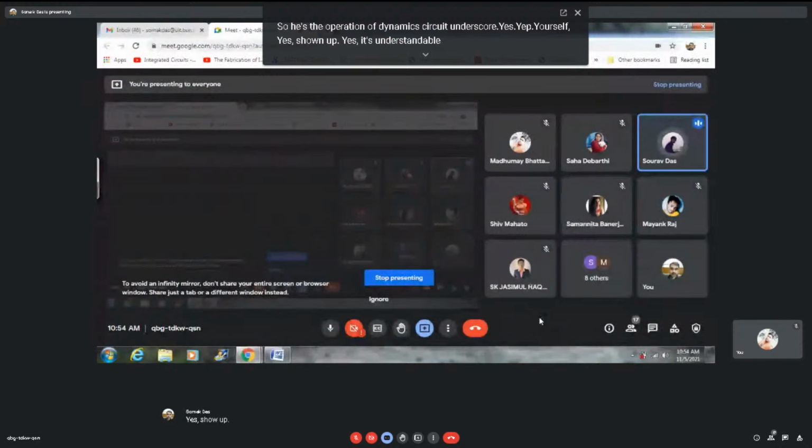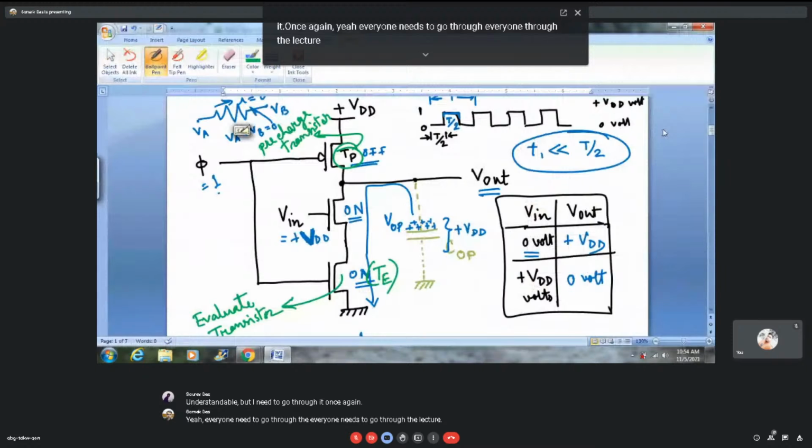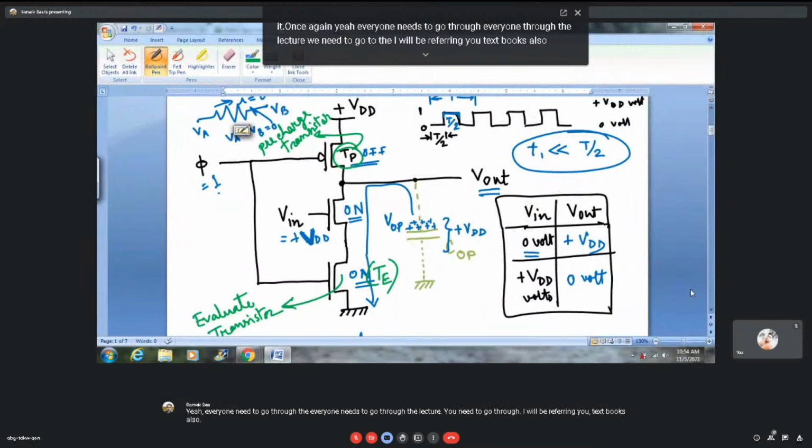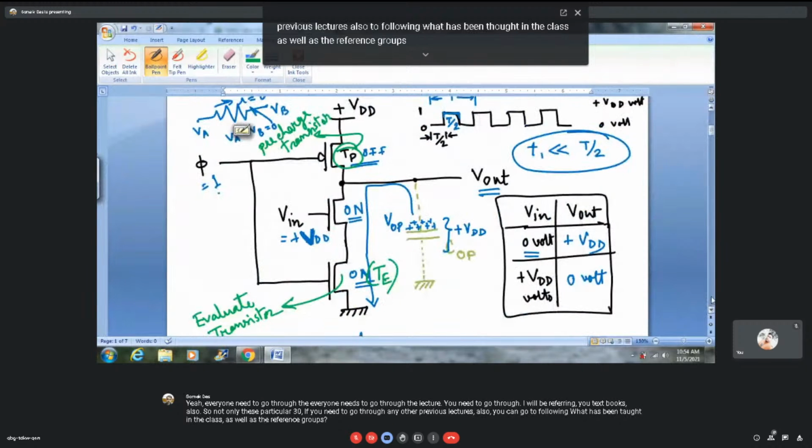Yes, everyone needs to go through this. Everyone needs to go through the lecture. I will be referring you textbooks also. So not only this particular circuit, if you need to go through any other previous lectures also, you can go through what has been taught in the class as well as the reference books, if you need more details.